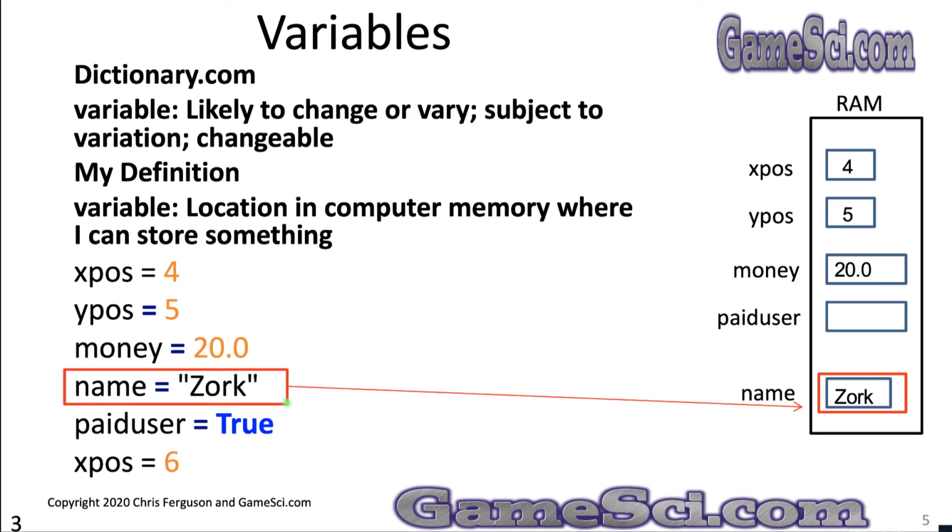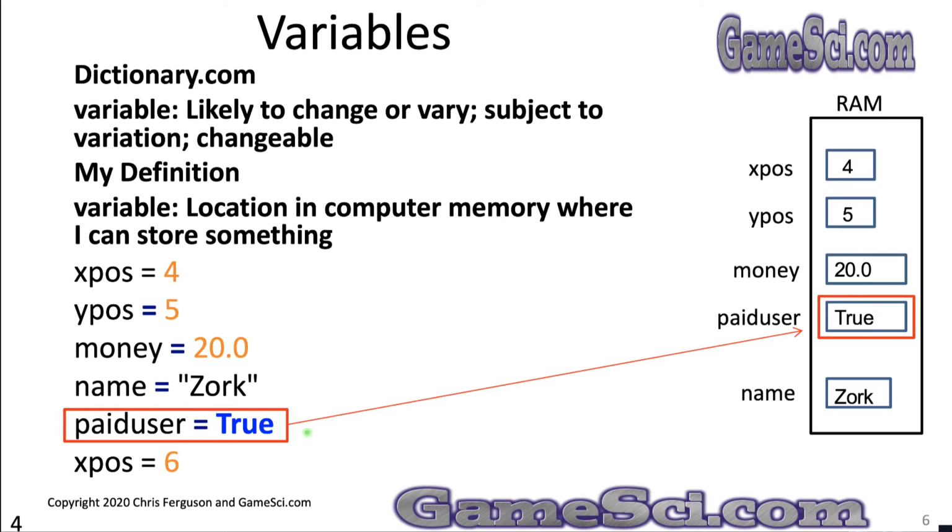Name equals double quote Zork, end of double quote. Whenever you put something in quotes, it's a string value, and Python will allocate memory to hold a string of characters. Now, see that red box? This is the memory that's been allocated to store my character Zork. This is a different type than an int or a float. It stores letters, not numbers.